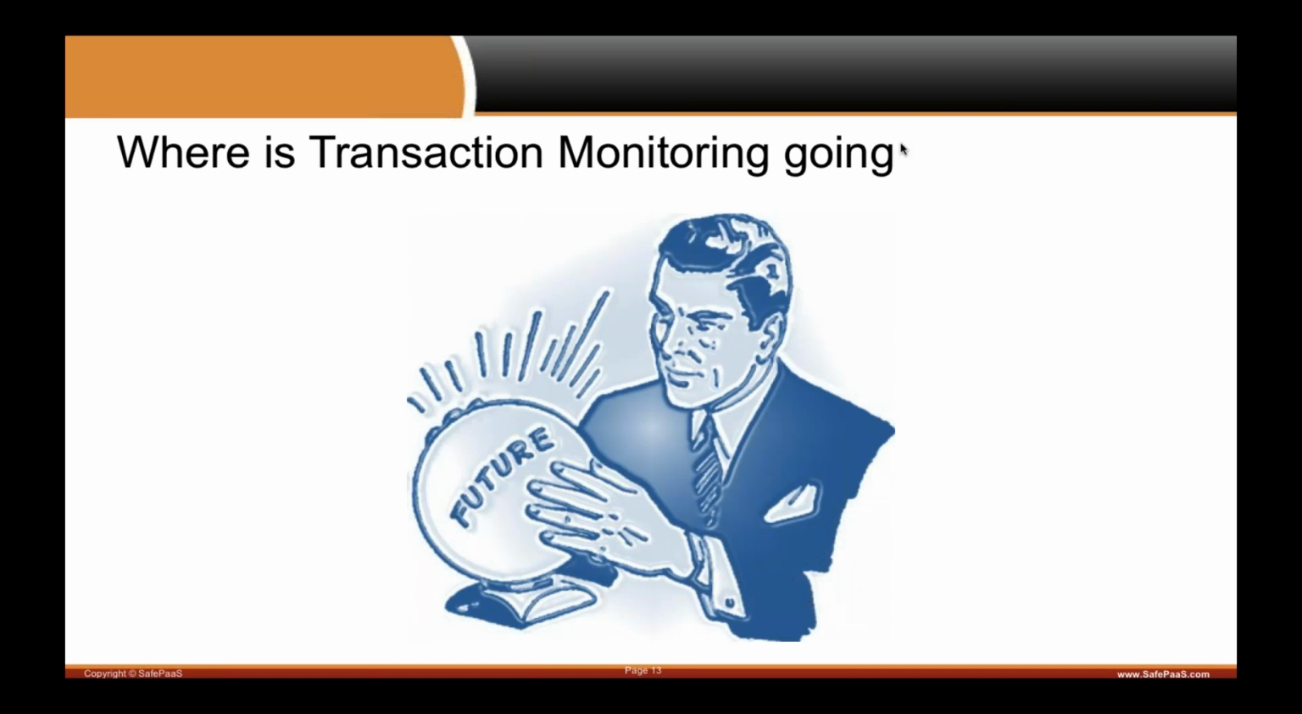So next we might ask, where is transaction monitoring going? In trying to predict this, this is our first piece of predictive analysis that we're doing here.